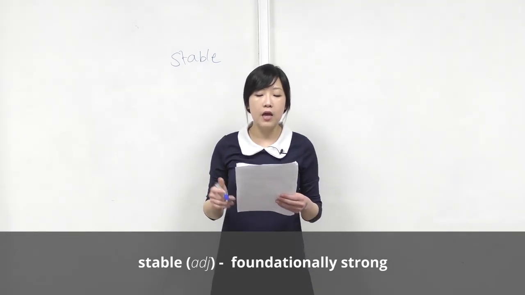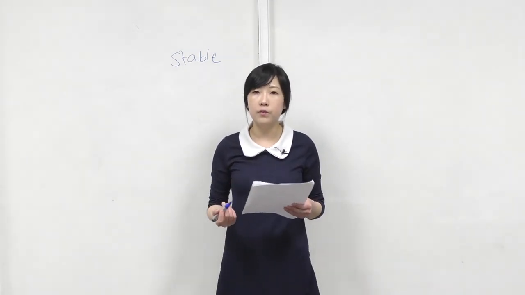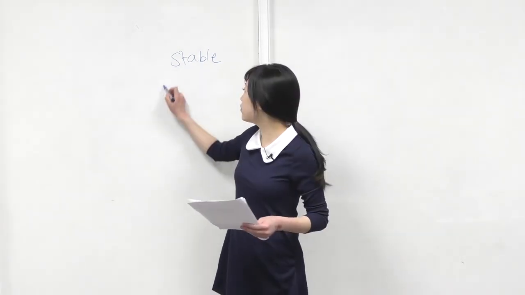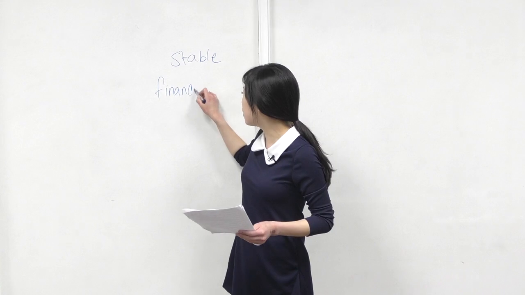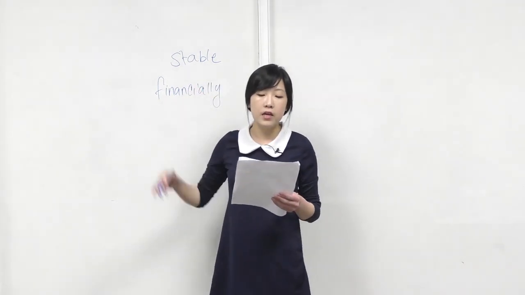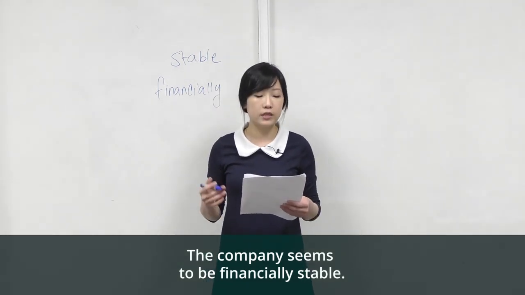Steady, okay? But how? 어떻게 튼튼해? Here it says 재정적으로, which means money, right? Money-wise stable. Or the word we use is called financially. 이렇게 튼튼합니다. Okay? So the company seems to be financially stable.